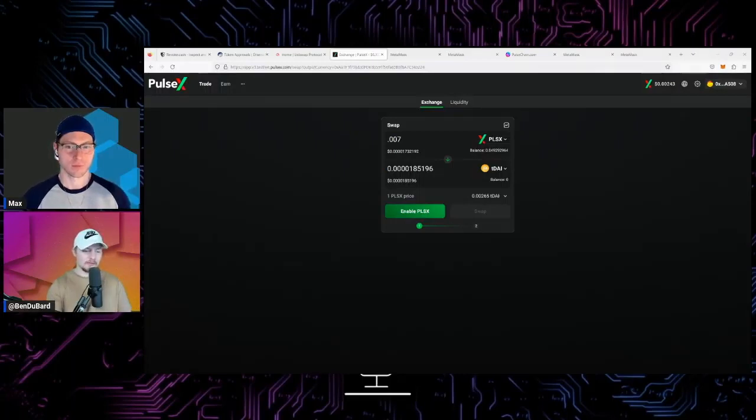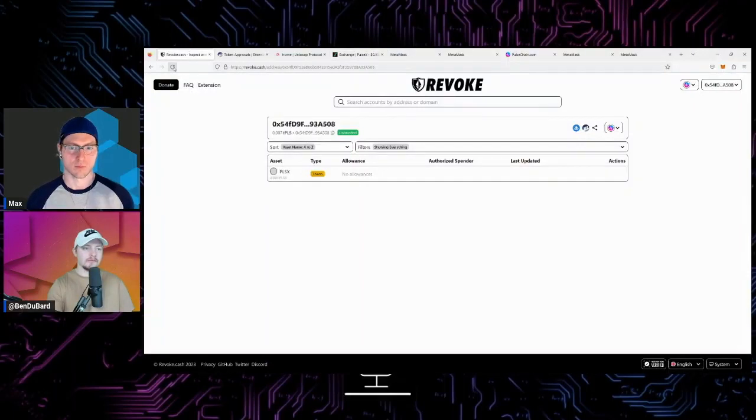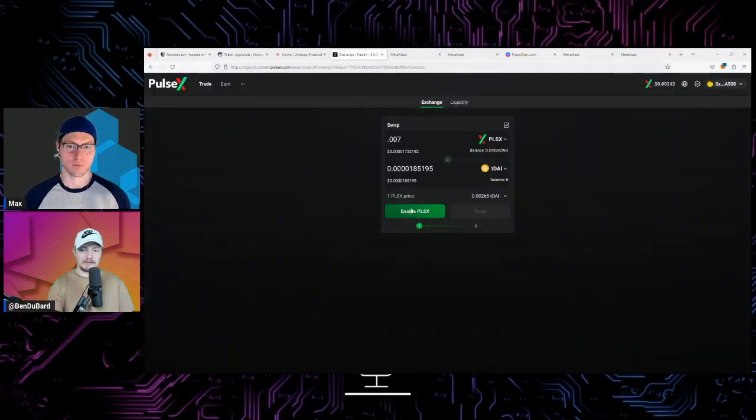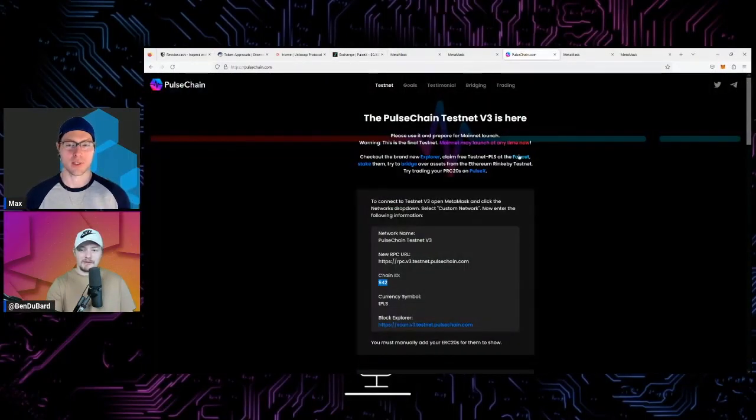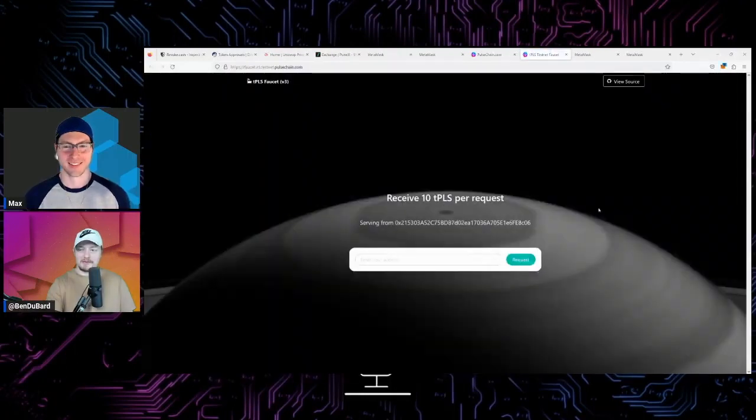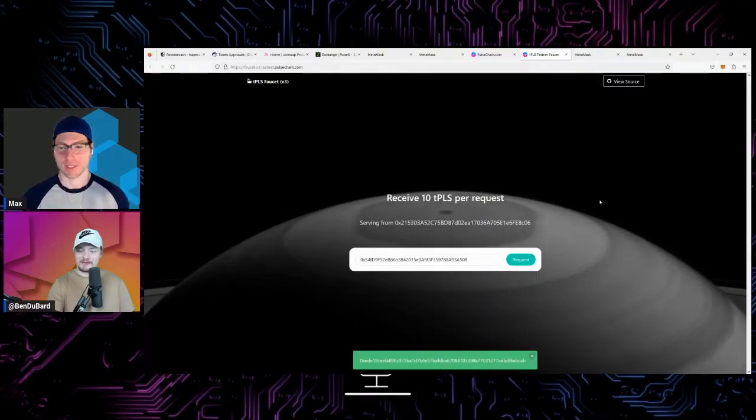So if you wanted to revoke permission, you would go to revoke.cash like we did. And it would show up here. But because I haven't paid this fee, because I'm a broke... You know what? What am I even thinking? Yeah. I'll just go here and claim some free pulse and go all the way with this thing.